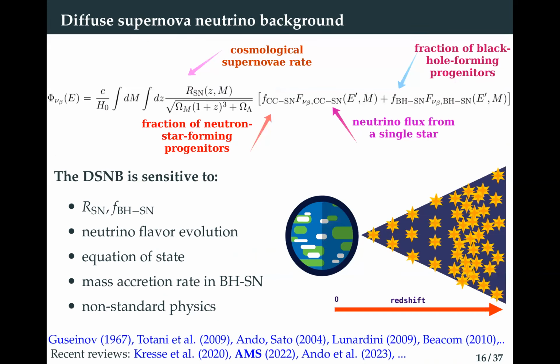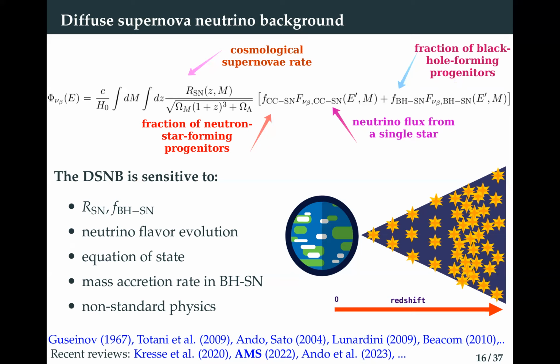And that is the diffuse supernova neutrino background, the DSNB. So the isotropic and stationary flux coming from the supernovae that exploded in all the observable universe. And here you can see how to calculate it. It basically tells us, with this equation, that the DSNB should be sensitive to the cosmological supernova rate, what the flux from a single supernova looks like, the redshift evolution, and also the flavor evolution that is happening inside the star.